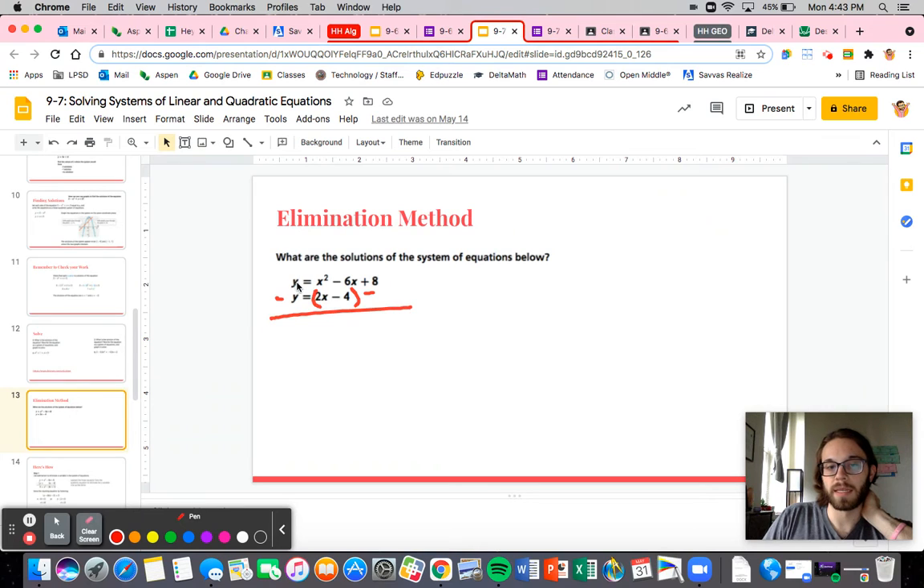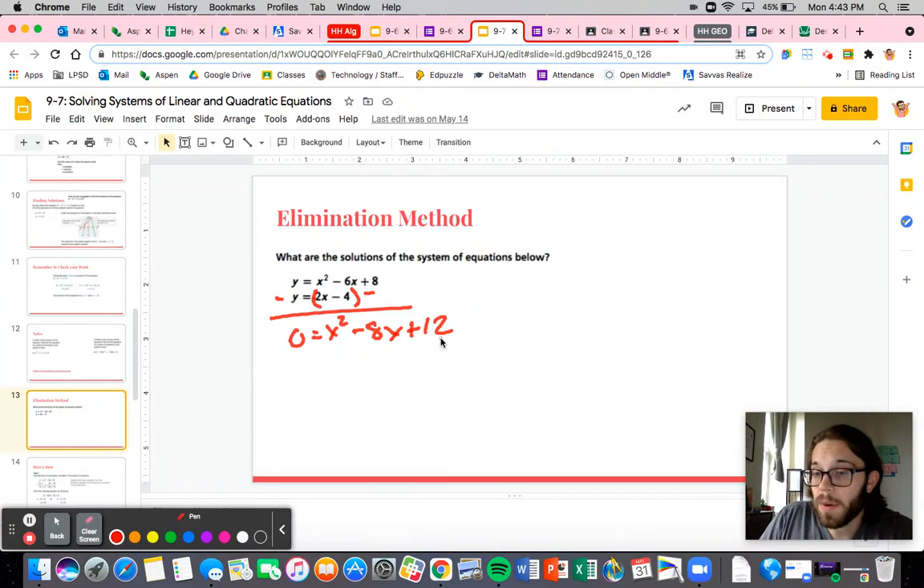Okay. So let's add these together. Y minus y is 0. X squared, there's no x squared down here, so I'm just going to leave it alone. Do not try and combine an x squared with an x. You still have to combine like terms. Negative 6x minus 2x. It's negative 8x. 8 minus a minus 4 is plus 4, so 8 plus 4 is plus 12.